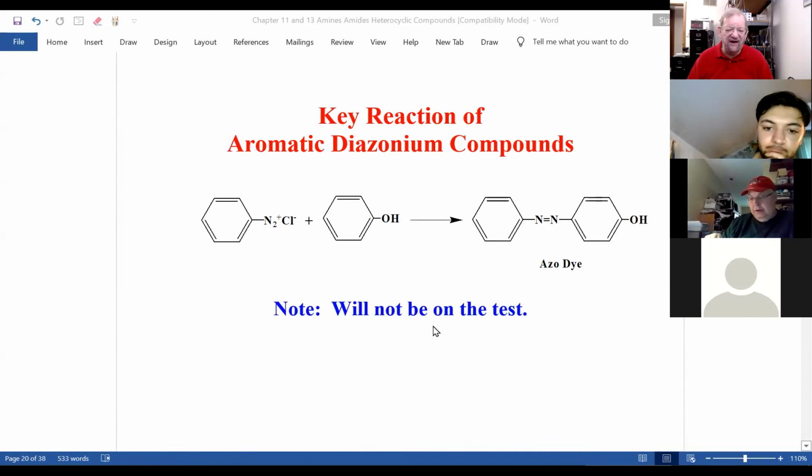Now, once you have a diazonium or azo compound, and again, I'm going through this quickly because we're not going to cover it in depth, you can react it with an aromatic ring. Usually it's phenolic, with a hydroxy group, a phenol. And this is called a diazonium azo coupling. And these are diazonium compounds or azo compounds. Now, it turns out these types of compounds are dyes.